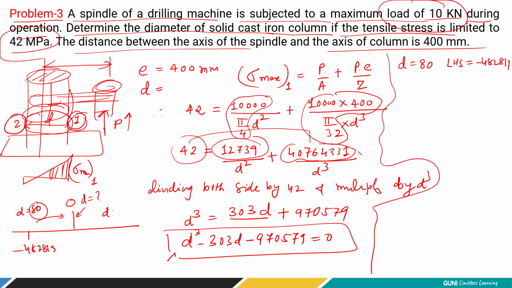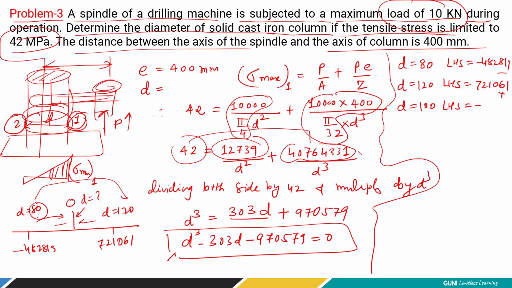So I'm going to assume d is equal to 120. Let's increase the value by 40. So the left hand side is going to be 721061. Now it is positive, and the earlier was negative. The meaning of this is, if you take the average, our answer lies between 80 and 120, which is going to give you the nearer value to 0. So what is the average? 100. Let's say d is equal to 100 and find out the left hand side. For 100, it's going to be minus 879. This is the closest value possible.